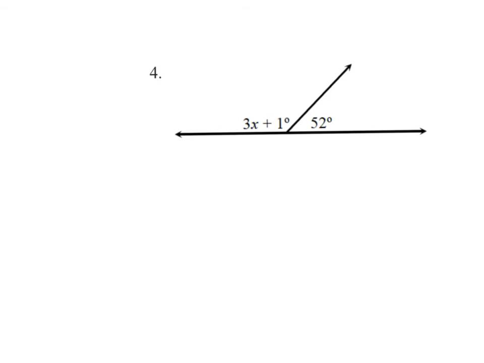And then the last one I'm going to look at here is number 4. In this problem, I have a straight angle pair, so I know that those angles have to be supplementary. So that allows me to set up my equation this way, equal to 180, and then solve for x.